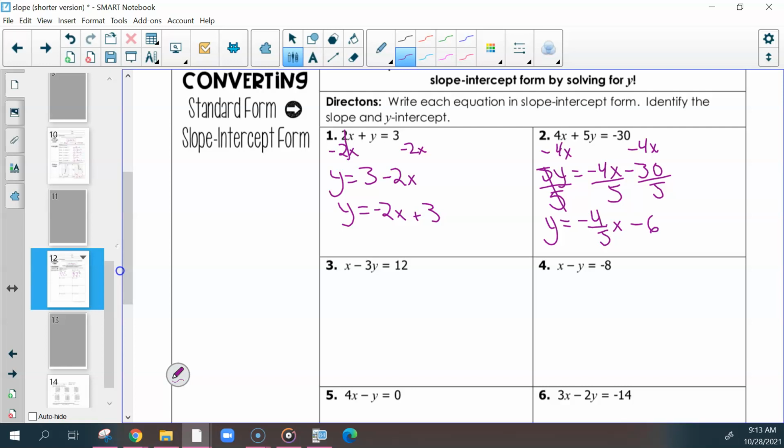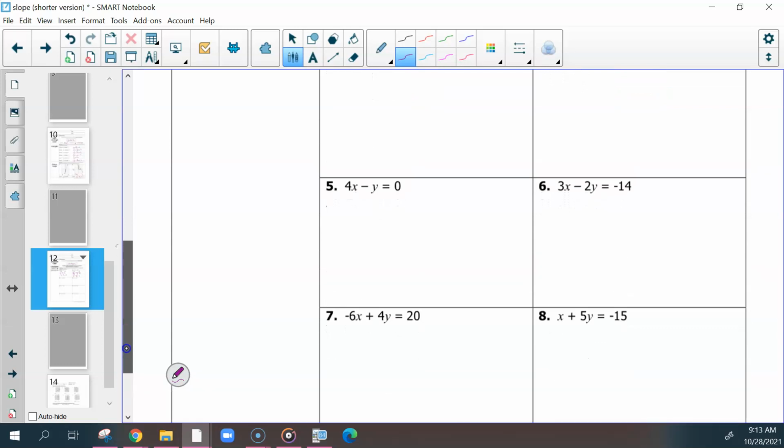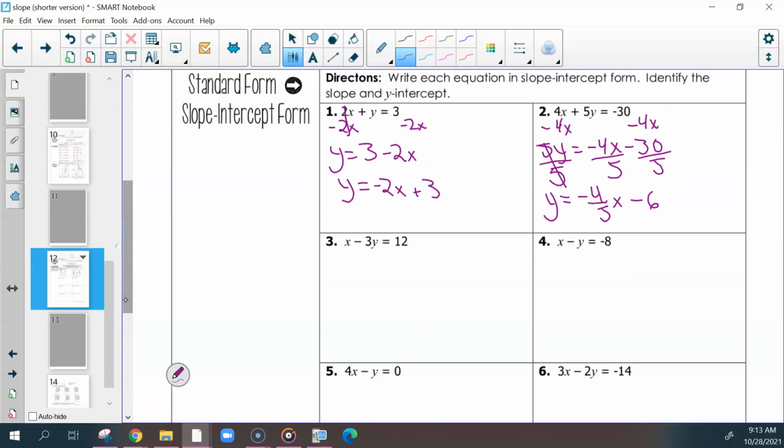So in each one, subtract that x term if it's positive, divide whatever number is in front of the y, and switch the order if you need to. That's really all we're doing for all of these. I'm going to do a couple more. Before we do number 3, does anyone have any questions on how we got that so far?